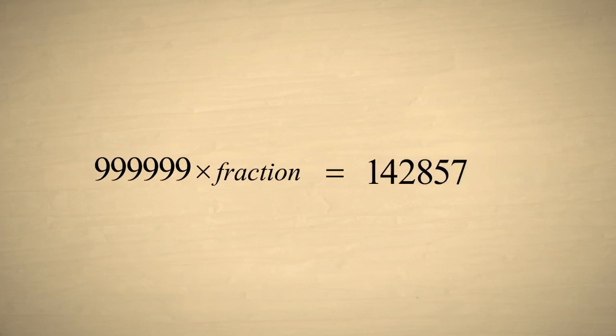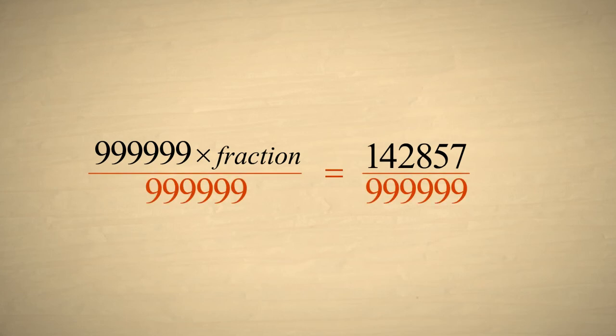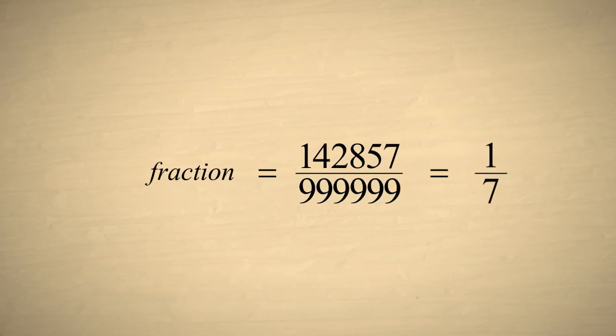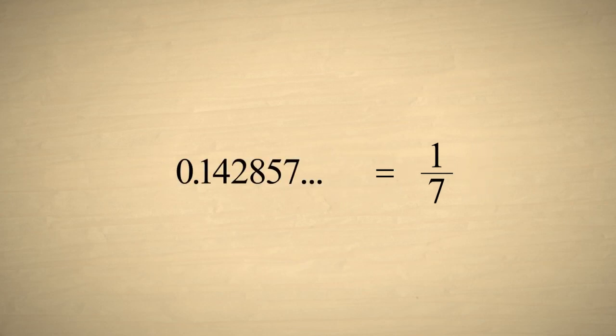999,999 times the fraction. Dividing both sides of the equation by 999,999 leaves us with an equation which says that our number is equal to the fraction 142857 over 999,999. Using the factoring techniques we learned in the lecture on reducing fractions, this scary-looking fraction can be reduced to 1/7. So we have discovered that this repeating decimal number is equivalent to the fraction 1/7.